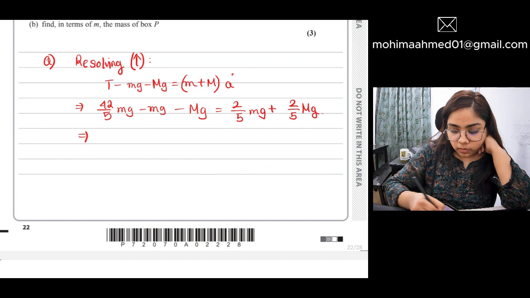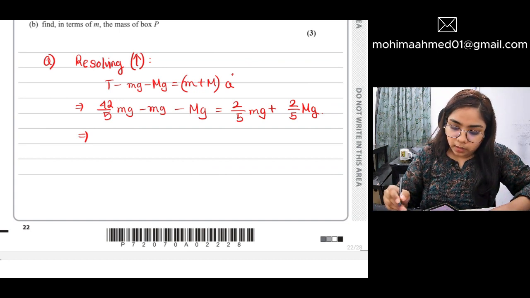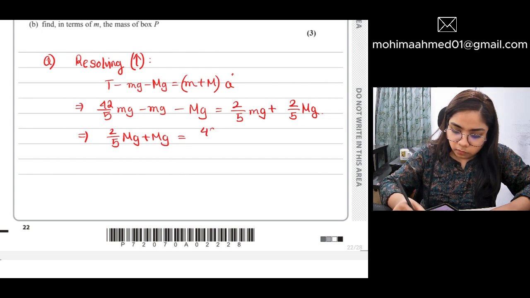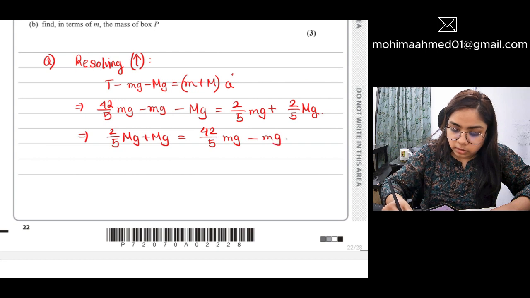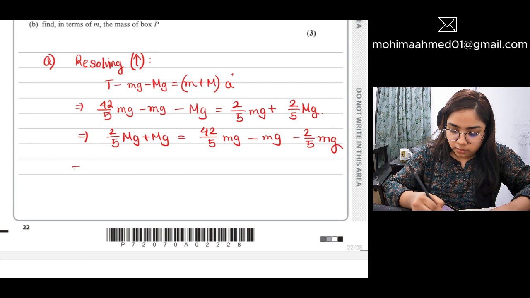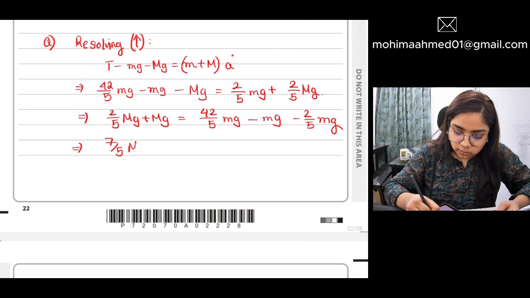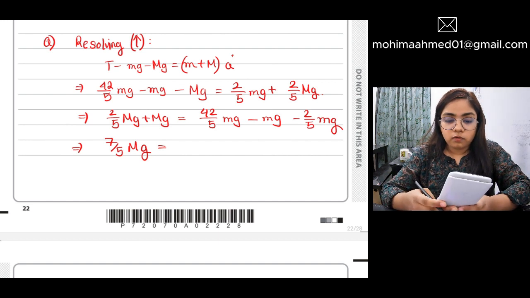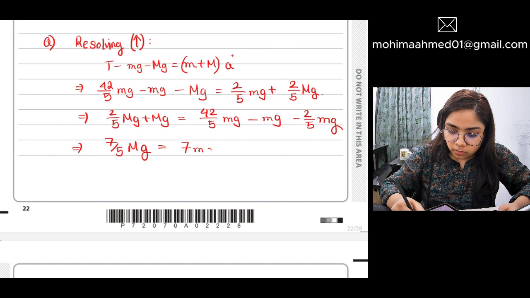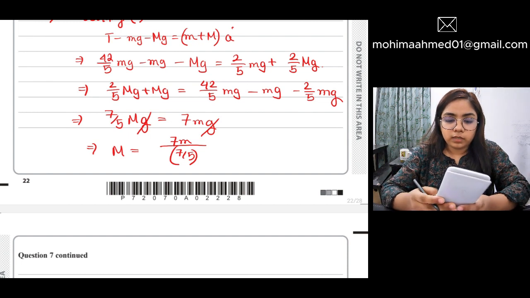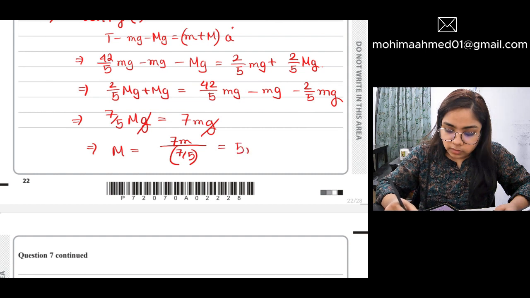If I take all the capital Mg's together and small mg's together, it will be 2 over 5 capital Mg plus mg, and this is going to be 42 over 5 mg minus mg minus 2 over 5 mg. That is 2 over 5 plus 1, which is 7 over 5, and this one will be 42 over 5 minus 1 minus 2 over 5, exactly 7 small mg. We can clearly see these will cancel out, and at the end capital M is going to be 7m divided by 7 over 5. So 7 divided by 7 over 5 is just 5, so this is 5 small m.